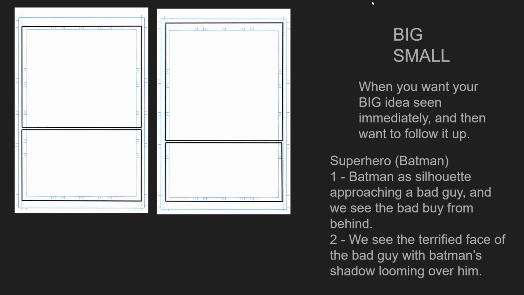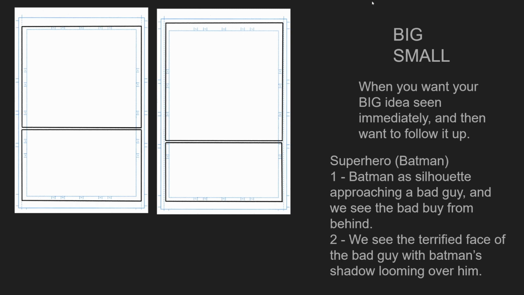Call this one big small. When you have a really big idea and you want it to take up most of the page, you use this one. You can see here I've got a couple different examples. And I have one small script, Batman as a silhouette approaching the bad guy, and we see the bad guy from behind. So we have two different size top panels here.